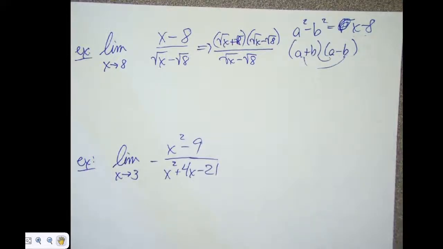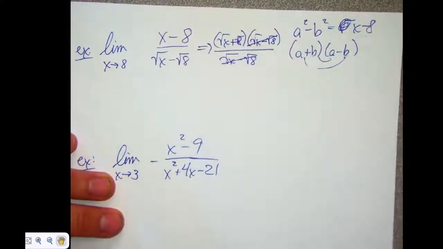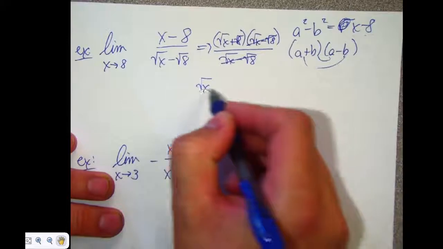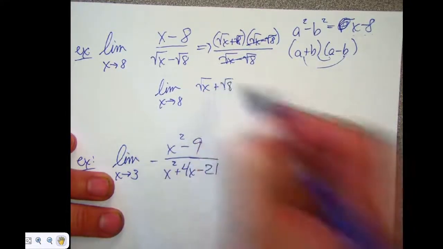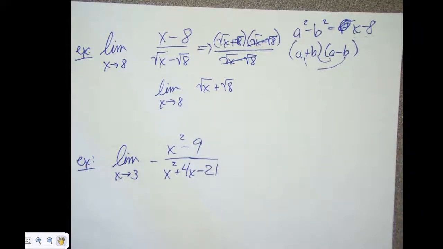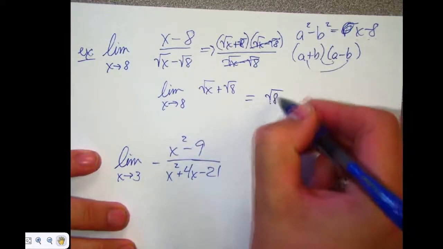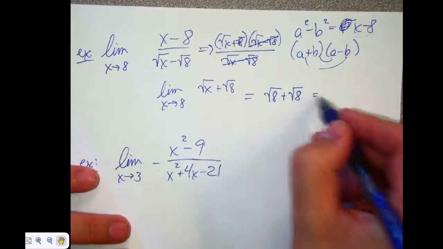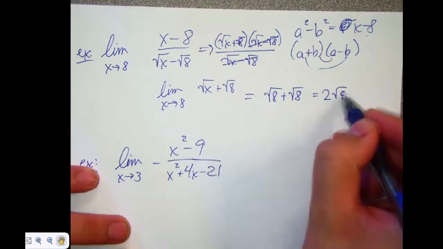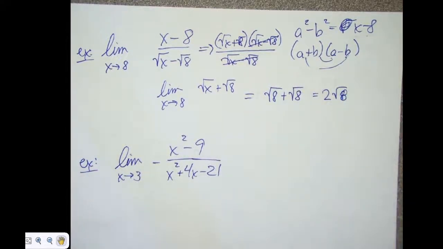You can use the same rule, it's just you're not used to applying it in that situation. Then those will go away. You're left with the square root of x, so now I have the limit as x approaches 8 of the square root of x plus the square root of 8. Now if I plug 8 in place of x, will I get 0 over 0? No. I will get the square root of 8 plus the square root of 8, which you are allowed to just leave as it is. If you wanted to combine it, that's just 2 times the square root of 8. Question on that one?